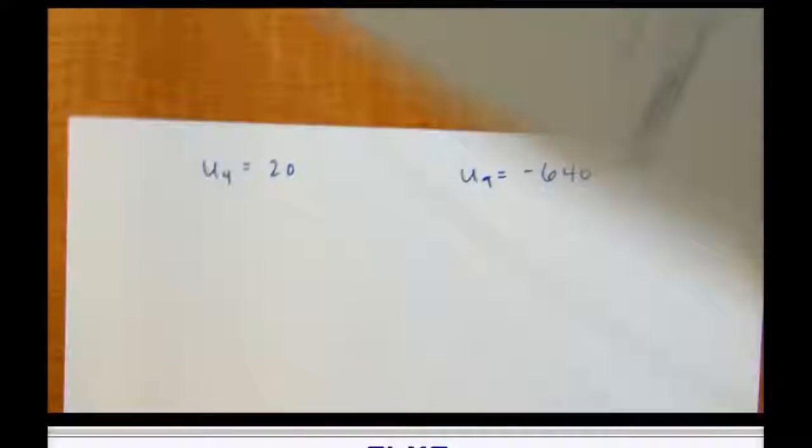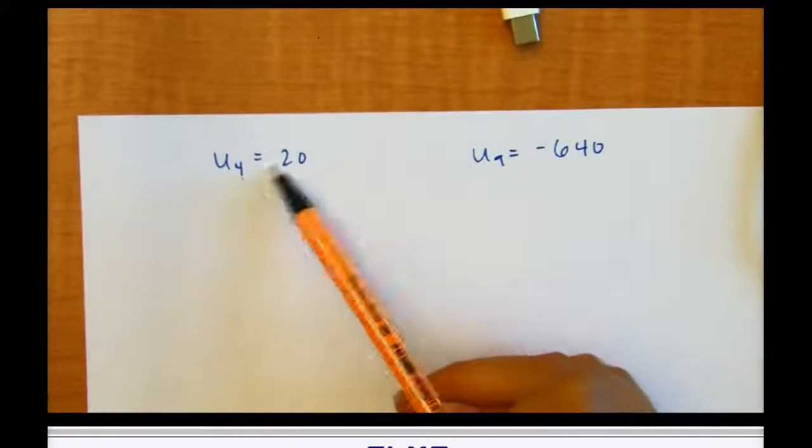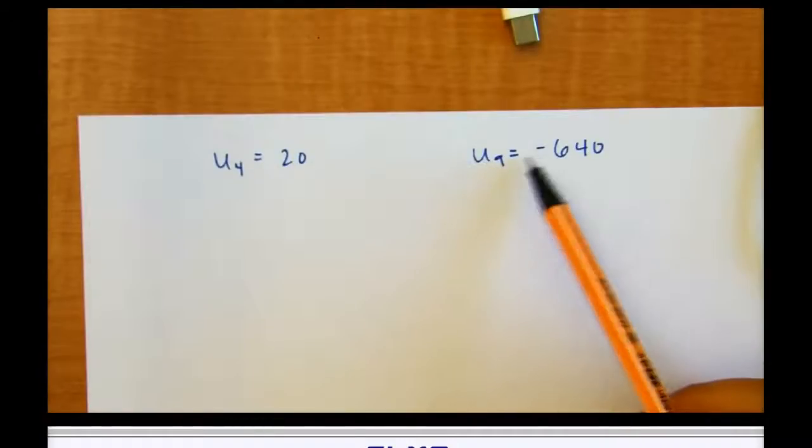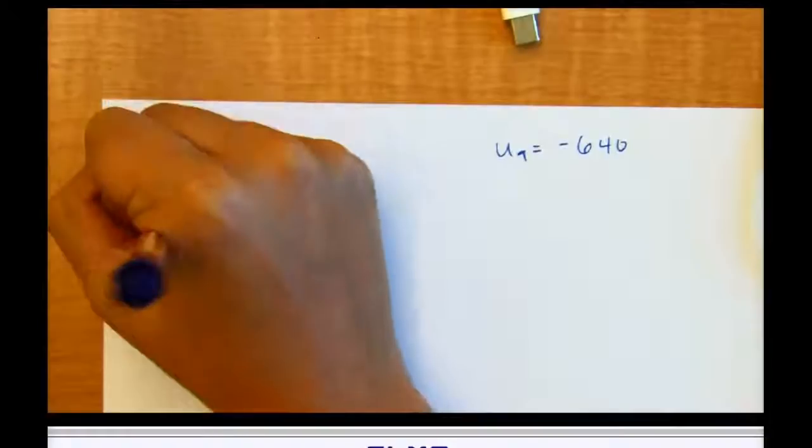Okay, one last problem that you are going to solve before you're done. U sub 4 is equal to 20. U sub 9 is equal to -640. I want to know my explicit formula.